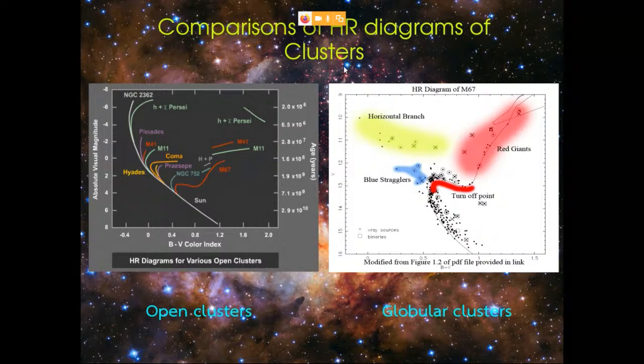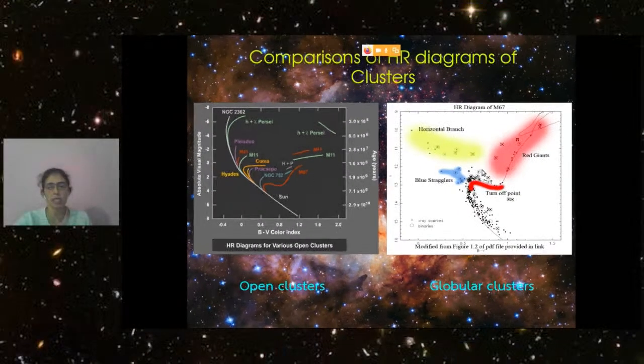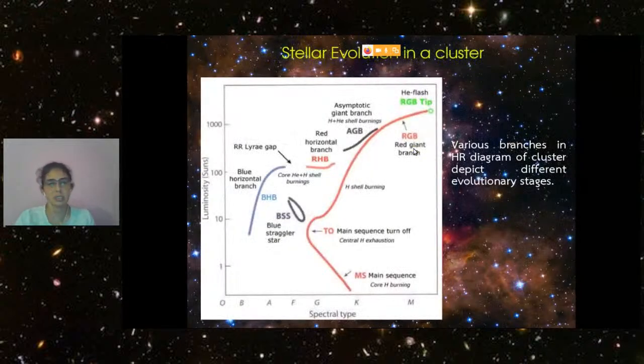On the other hand, globular clusters are very old. So most of the stars would have evolved off, so the turn-off point will always be much lower, and because they have a large number of stars, you can sample the different branches. So these are the different branches of the globular cluster. This is the main sequence band. This is the turn-off point.